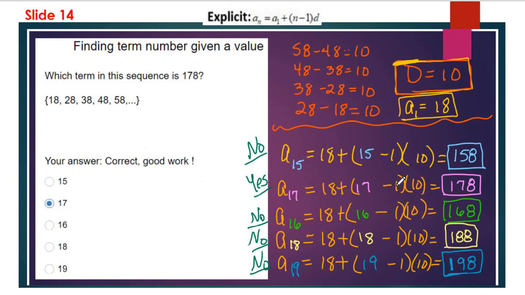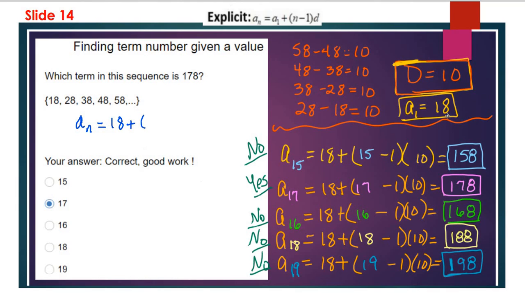But remember, once you know that this right here is your explicit formula, once you have your common difference and your first term, you're going to write this, and I'm going to write it out for you. You're going to say a sub n equals, my first term is 18 plus n minus 1, and my common difference is 10, not 18.